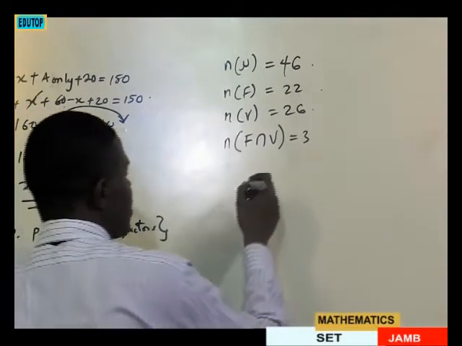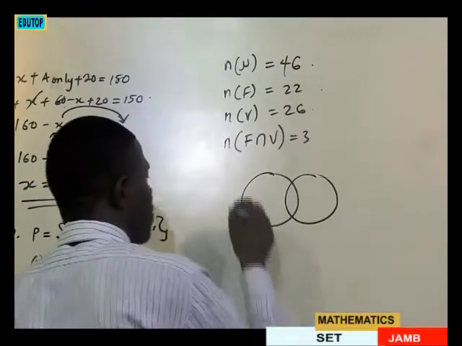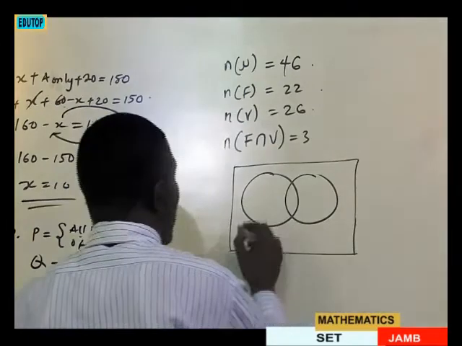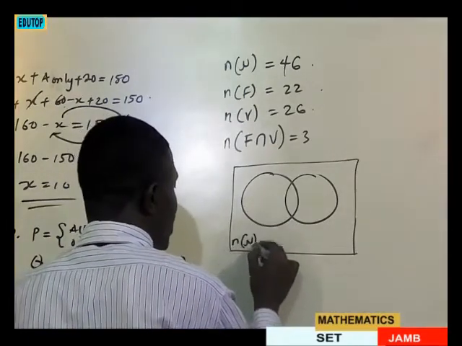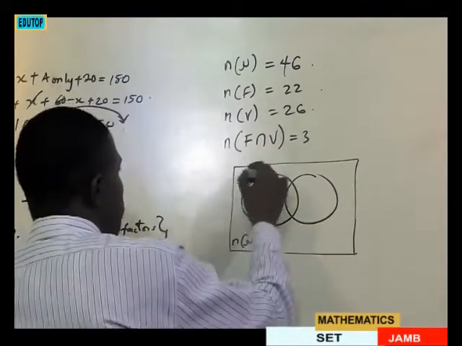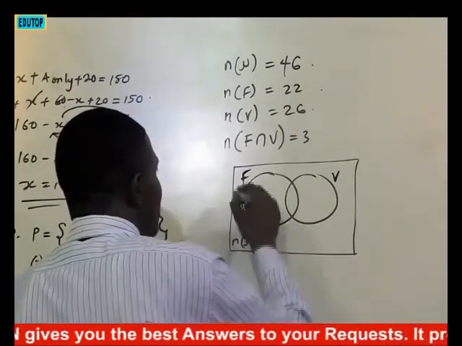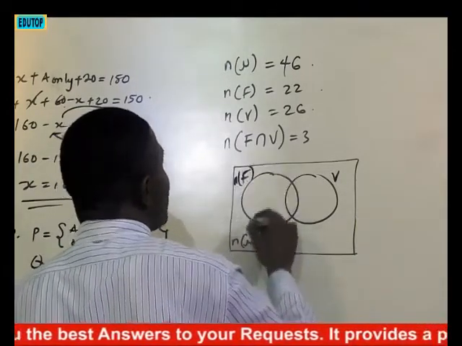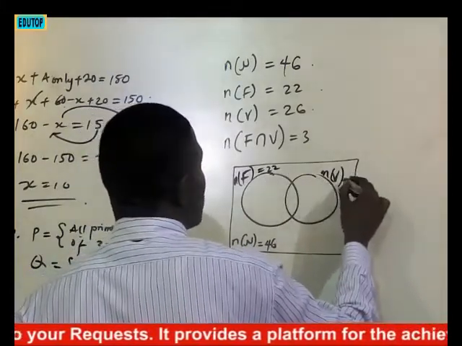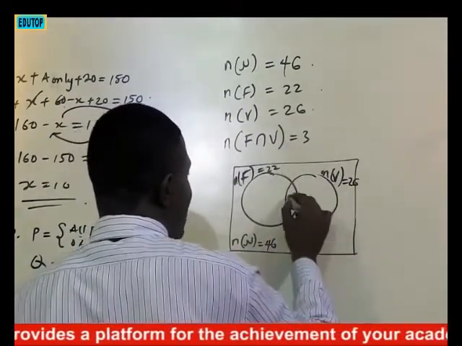So let's represent this in a Venn diagram. So we have our Venn diagram this way, where our number of universal is equal to what? 46. Now let's say this is our football and this is our volleyball. Then the number of football is given as 22. Number of volleyball is given as 26. Number of football and volleyball is 3. That means 3 is here.